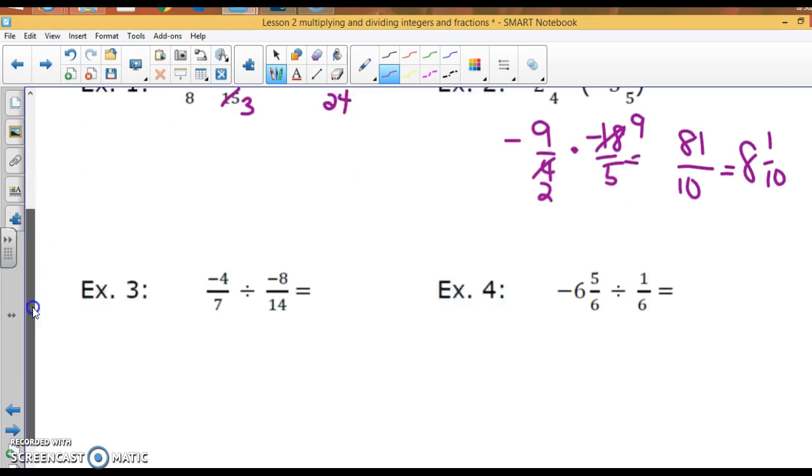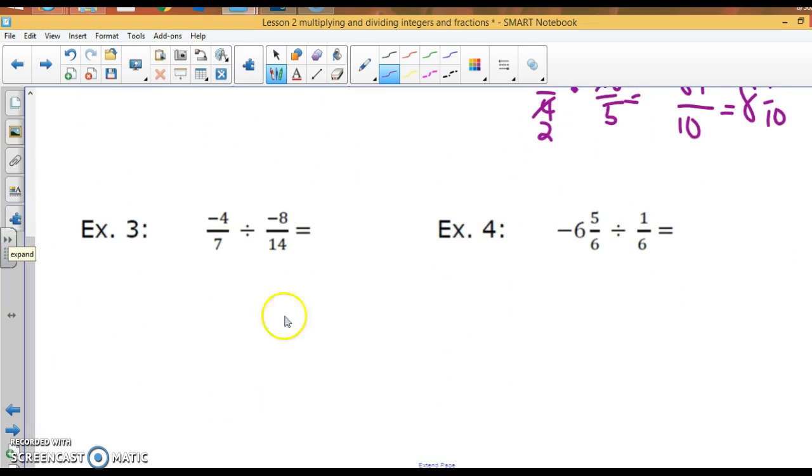Let's do a division problem. I'm going to do both of these. So, negative 4/7 times, flip this, negative 14/8. Let's reduce. 7 goes into 7 once, into 14 2 times. 4 goes into 4 once, into 8 2 times. I can reduce these 2's to 1's. And a negative 1 times a negative 1 is a positive 1. I just get 1.